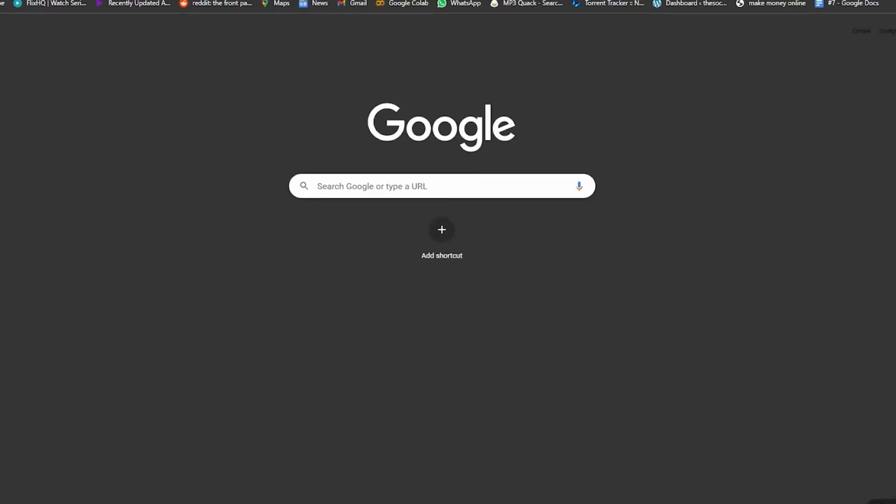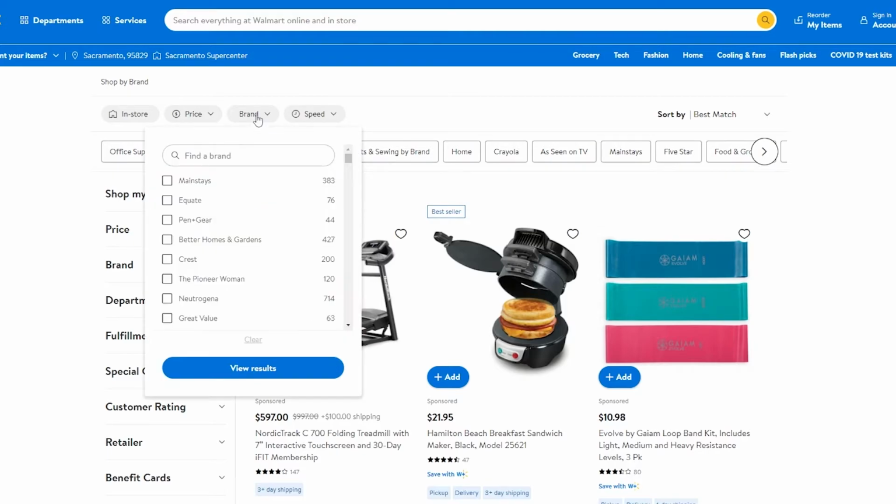I don't recommend eBay because eBay is a marketplace where already a lot of people are selling. So sometimes you don't know if that seller is trustworthy or not. But you could also go with Walmart as well. And over here you can go with different brands. So as you can see, Mainstays, Equate, Pengear. Mainstays is a brand that is exclusive to Walmart.